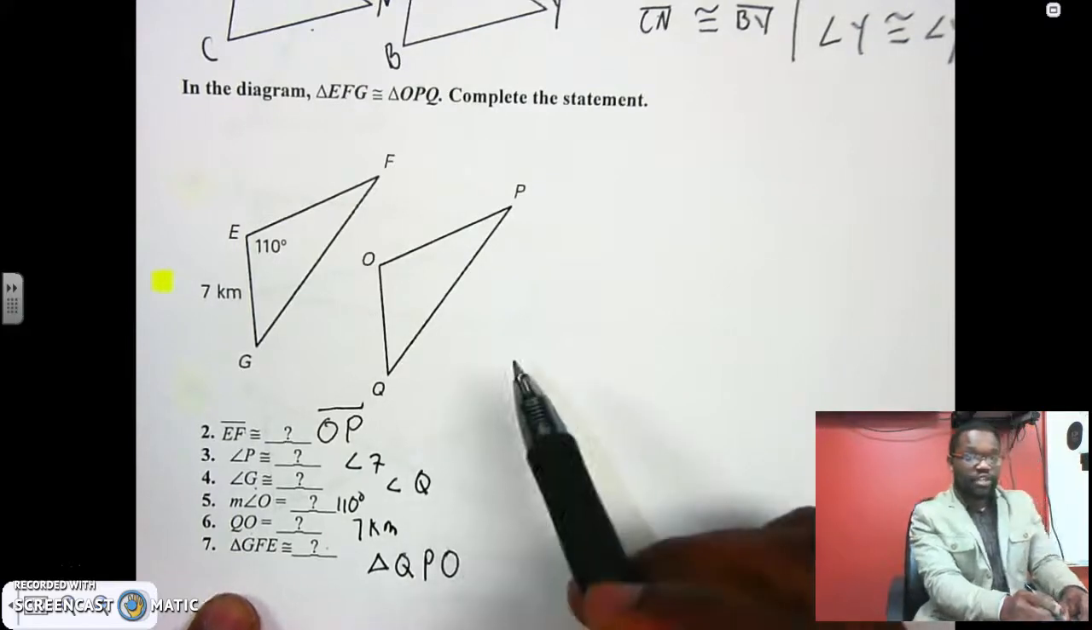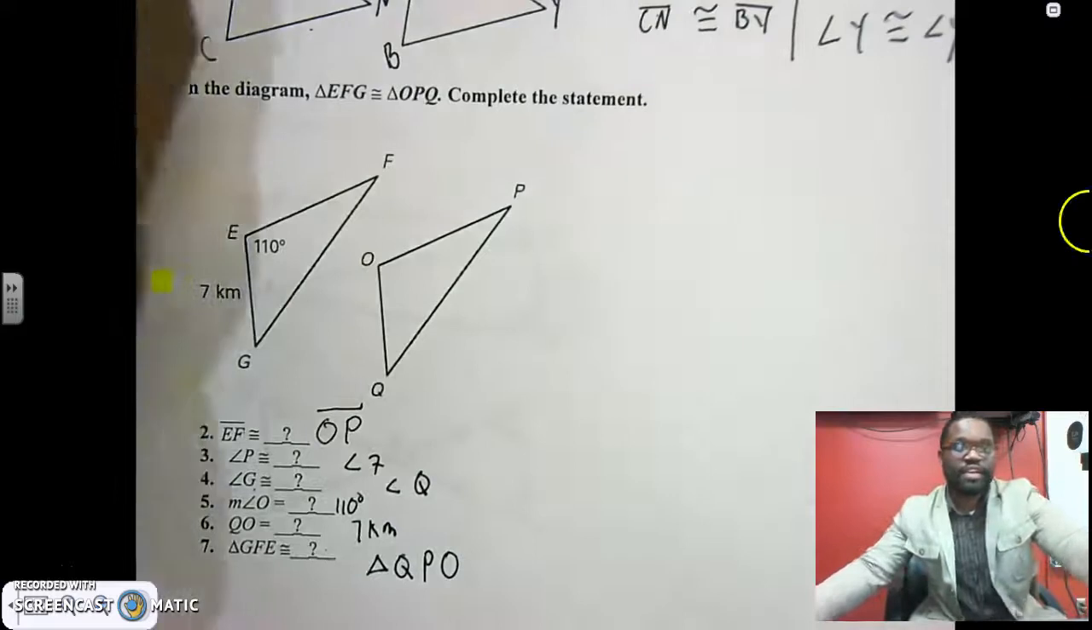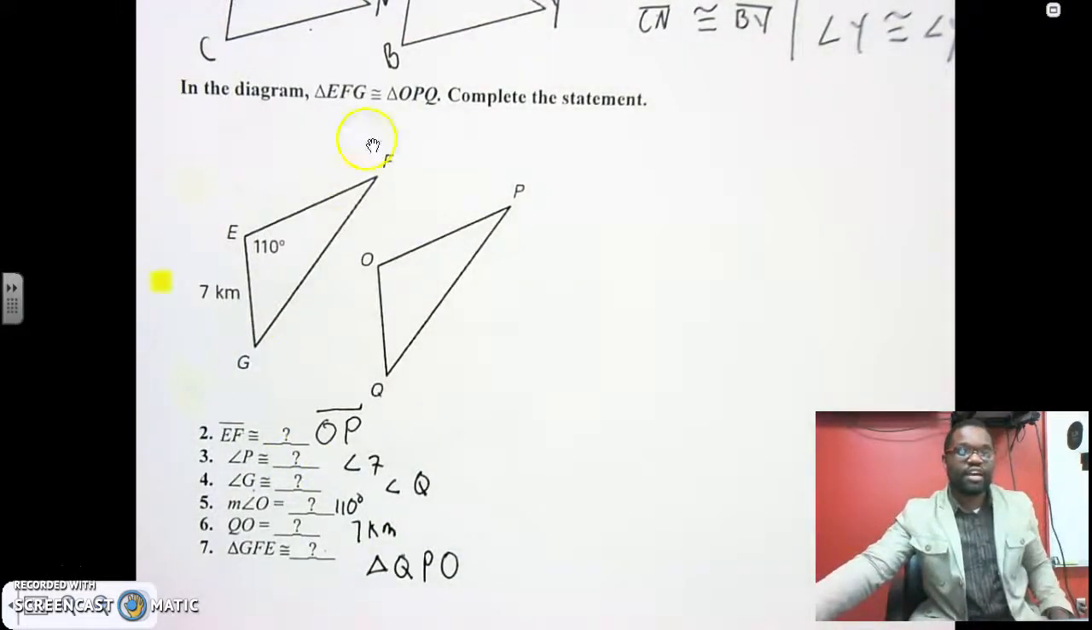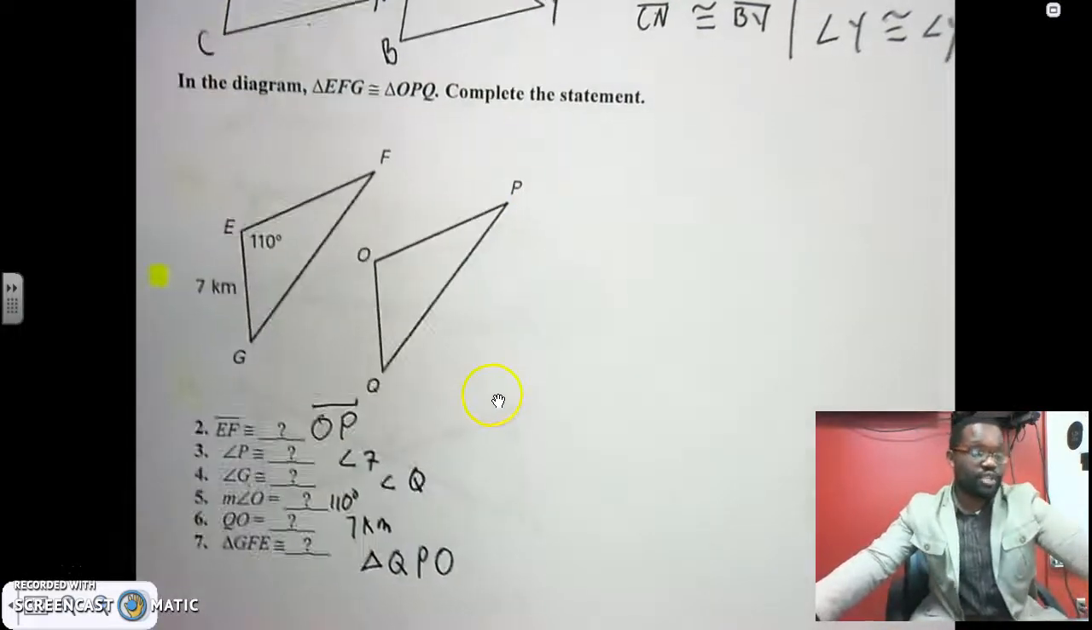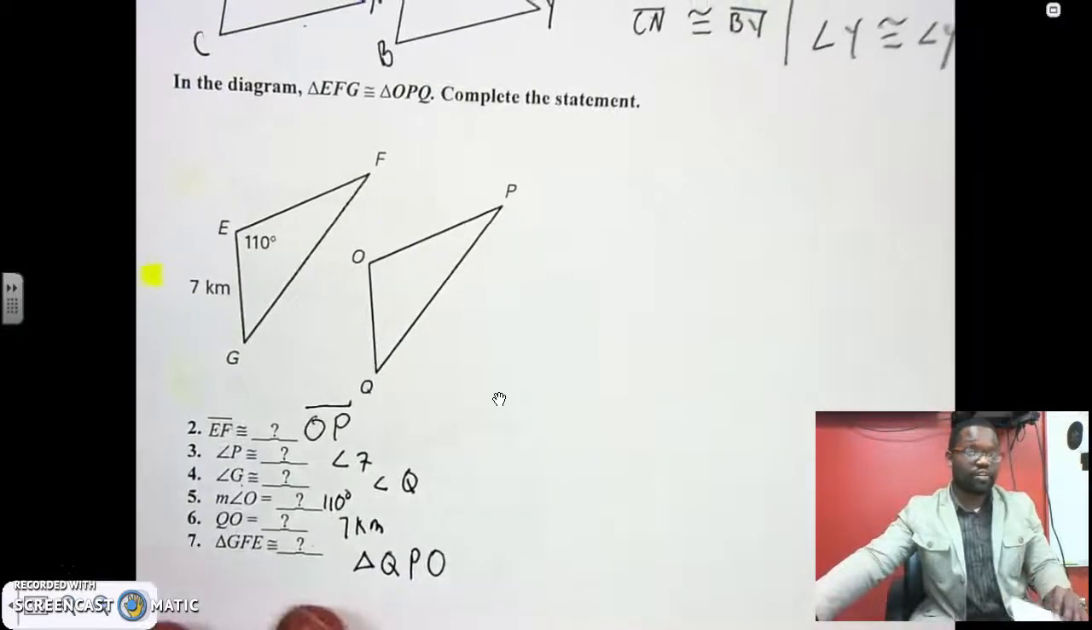You see how I wrote it in the same fashion as how they wrote this one right here? They said GFE, and so I said QPO. If they said GEF, I would have had to say QOP. So I hope you understand that the order is really important when you're writing a congruency statement. Hopefully you got all that. I'm moving on.